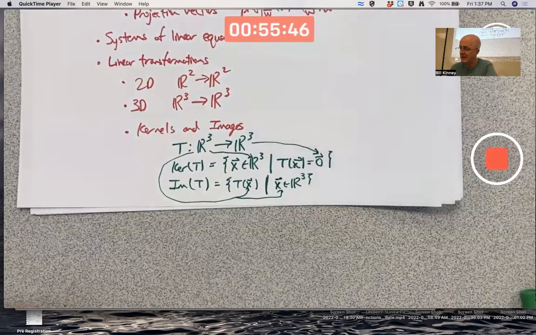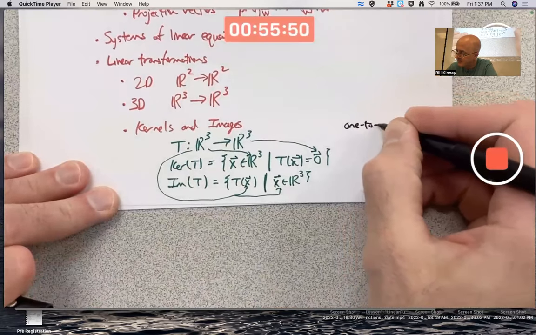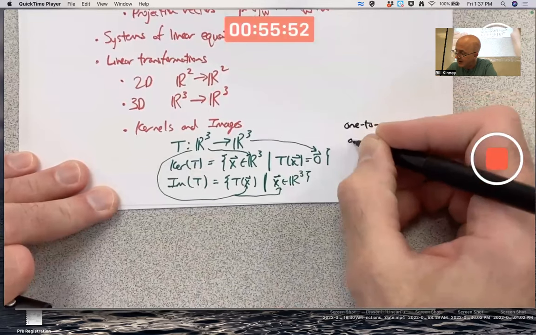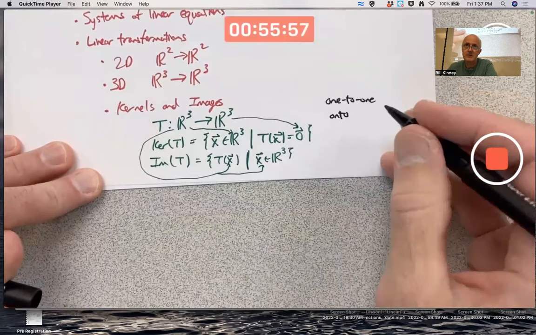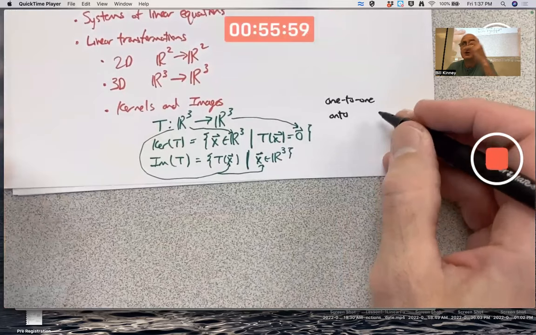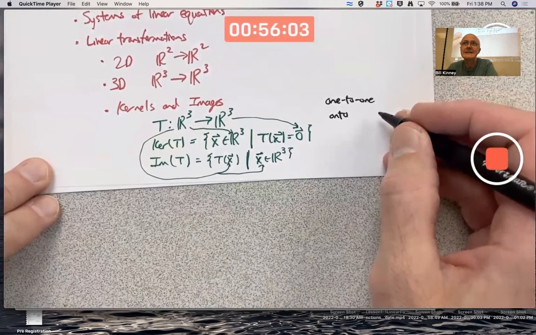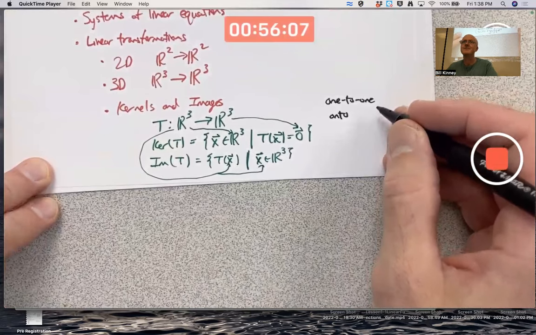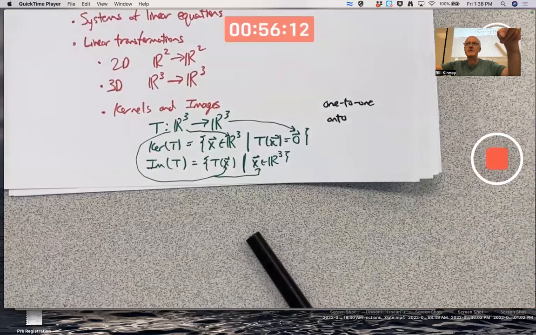Last thing to mention, related to this, is the idea of a one-to-one function and an onto function, which, technically speaking, are ideas you should have learned about back in high school. Maybe you forgot. One-to-one functions: distinct inputs get mapped to distinct outputs. That's not the same as what a function is.